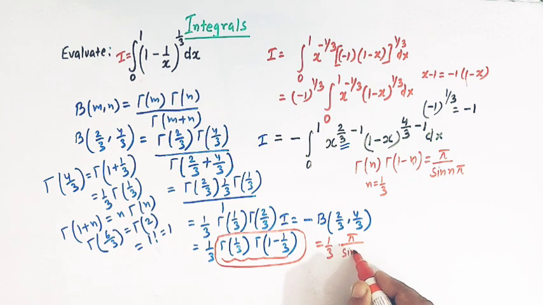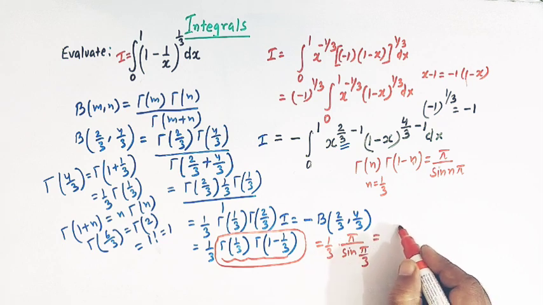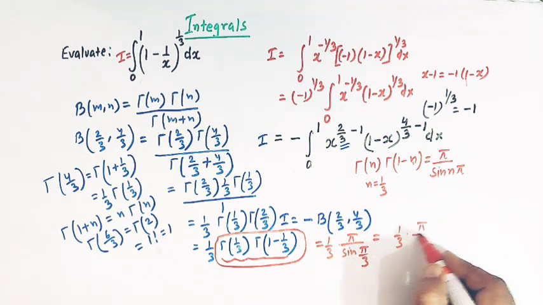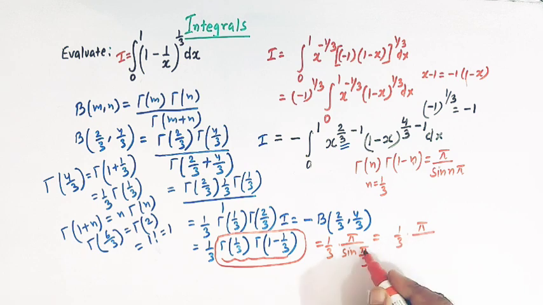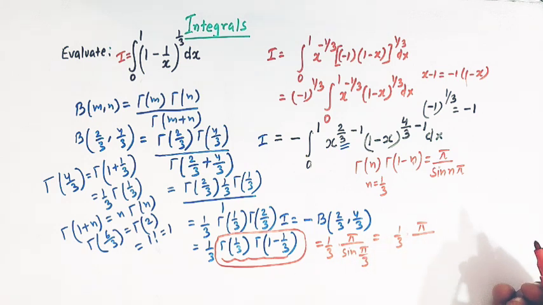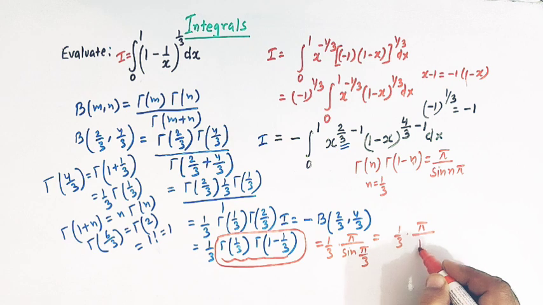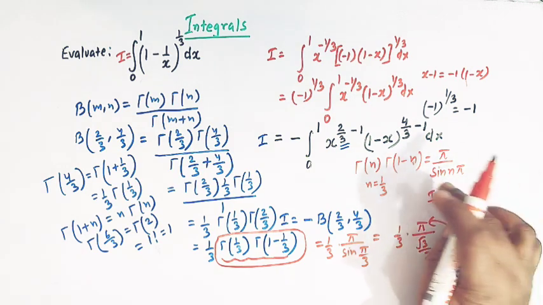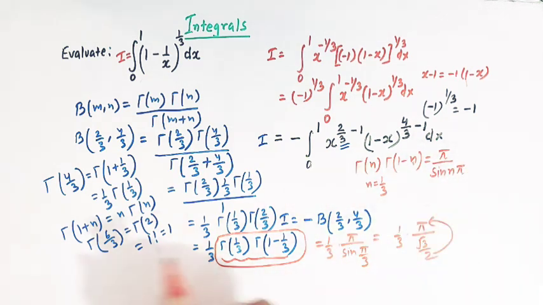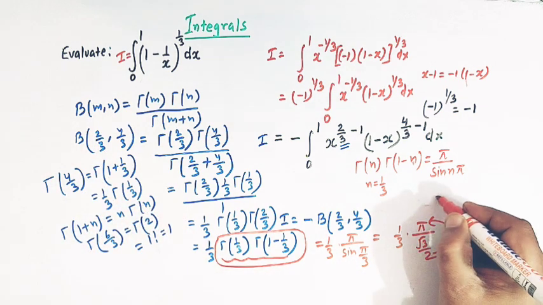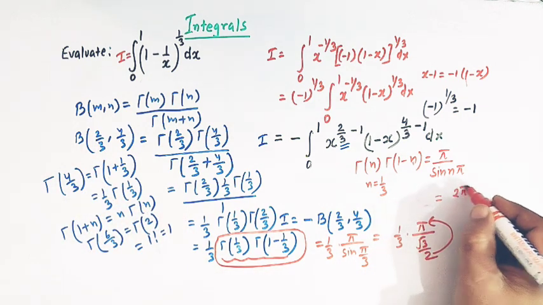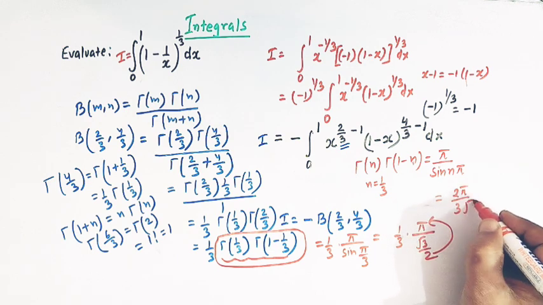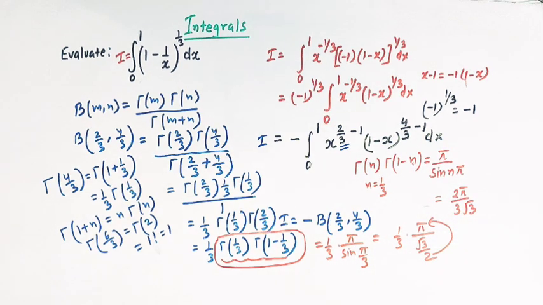So we have sine n, n is 1 over 3. So this is pi over 3, right? So this is 1 over 3 times pi divided by sine pi by 3. So sine pi by 3 is sine 60 degrees, that is equal to root 3 over 2, right? Now taking 2 to the numerator, we have the value of this expression is equal to 2 pi over 3 times square root of 3.